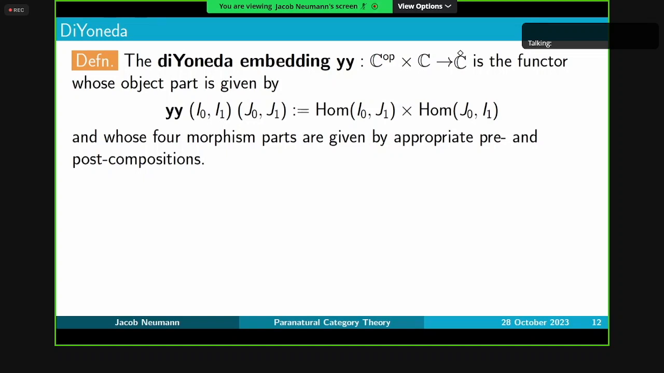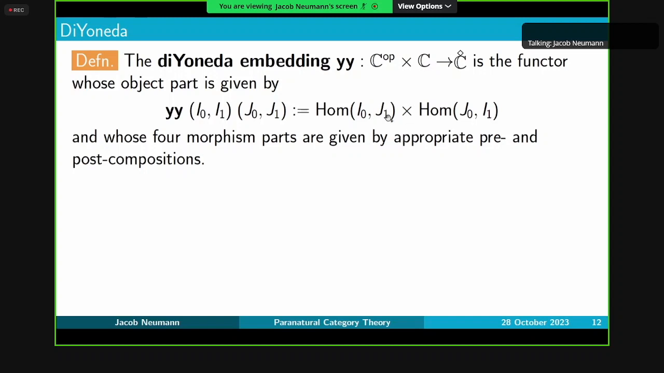We need a diYoneda lemma. So here's the diYoneda embedding. Notice the form of this is that it again has a contravariant and a covariant argument in the category, and then it goes into the category of difunctors. So similarly to how the Yoneda embedding goes from the category, with just one variance, to the category of presheaves, this is the difunctorial version of this. And there's not too much interesting to say about this particular definition. This is just the definition that we have to give in order for all this to work out.